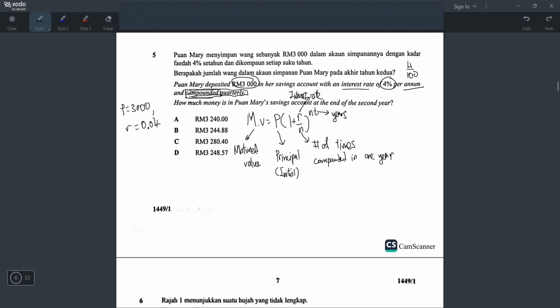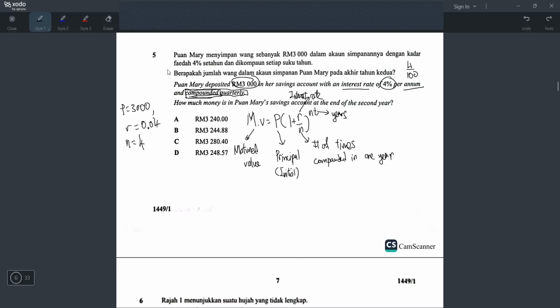What does it mean by compounded quarterly? The compound setiap suku tahun. What does it mean by setiap suku tahun? It means compounded quarterly means your n is equal to 4. All right, because n means the number of times compounded in 1 year. So if I compound quarterly, it means in 1 year I will compound 4 times. That's what it means. All right, let me tell you a common mistake.